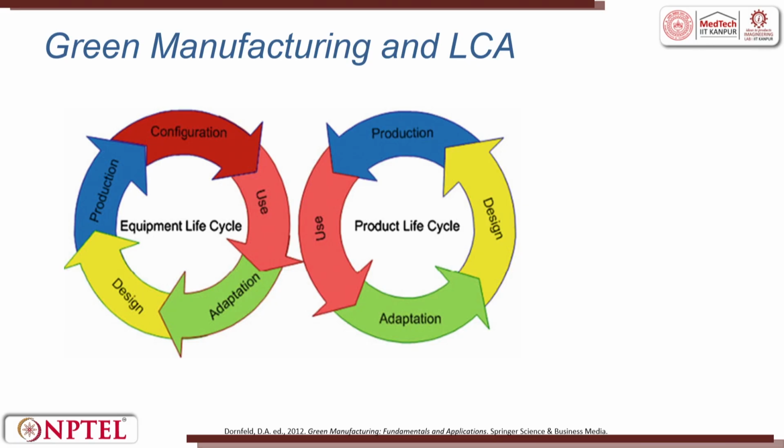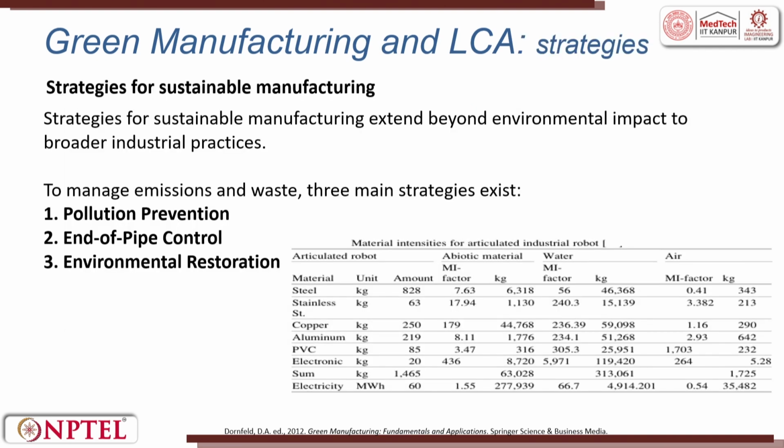Green manufacturing and LCA, if I try to have an amalgamation between them, you can see this, we are talking about a life cycle of equipment, this is the life cycle of a product. These two run as two gear wheels meshing together. Here we have the design of equipment, production, configuration, use and adaptation. Here also we have design, then production, then use and adaptation. These two go hand in hand, and what are the things that come together? Let me try to see some strategies here. Green manufacturing and life cycle assessment strategies.